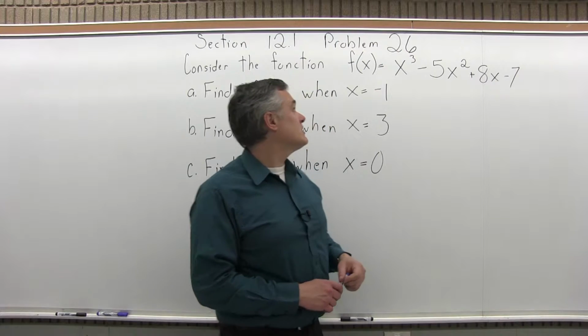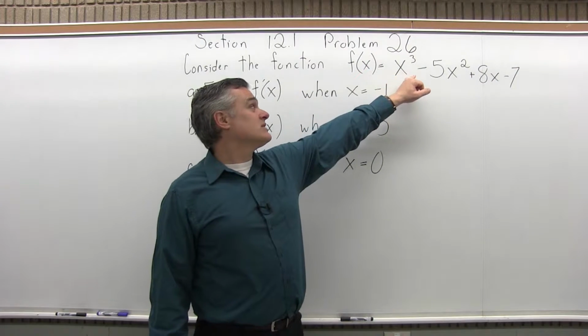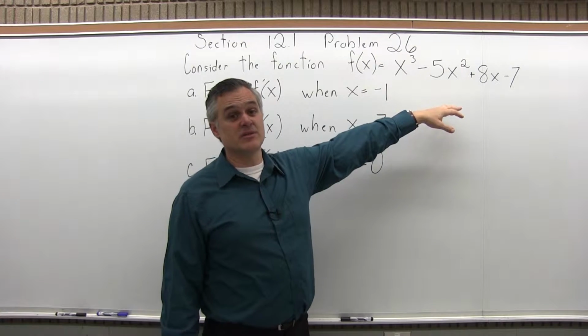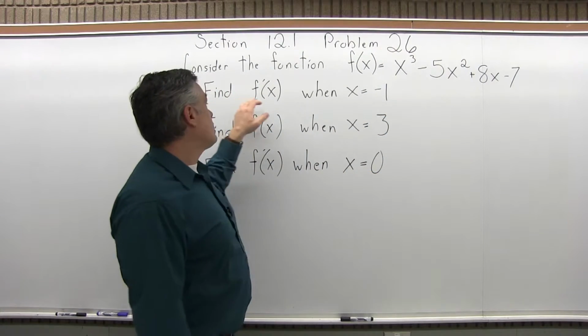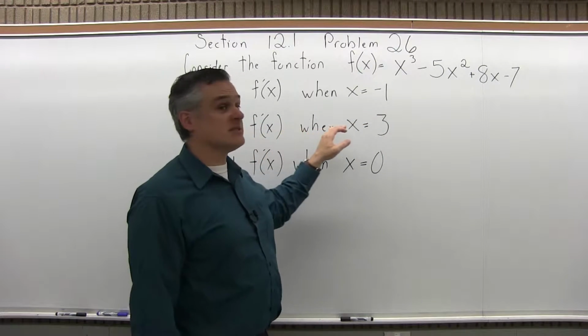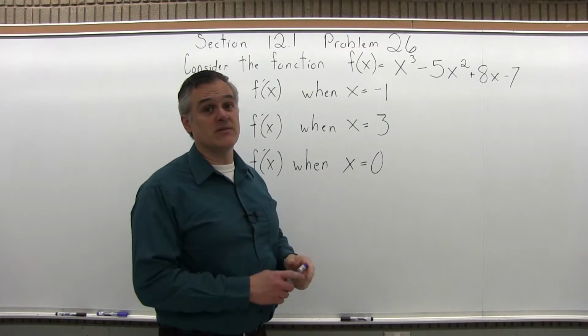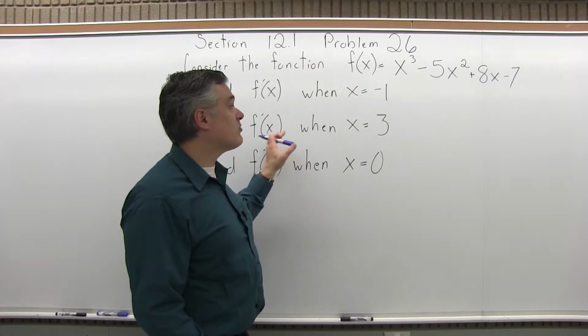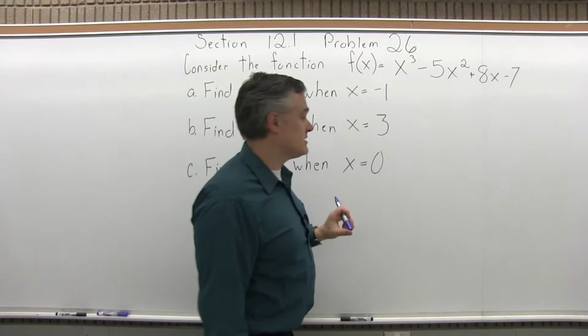It says, consider the function f of x equals x to the third minus 5x squared plus 8x minus 7. Part A, find f prime of x when x is negative 1. Part B, find f prime of x when x is positive 3. And part C, find f prime of x when x is 0. So first, let's actually find f prime of x, and then we'll go back and do parts A, B, C.